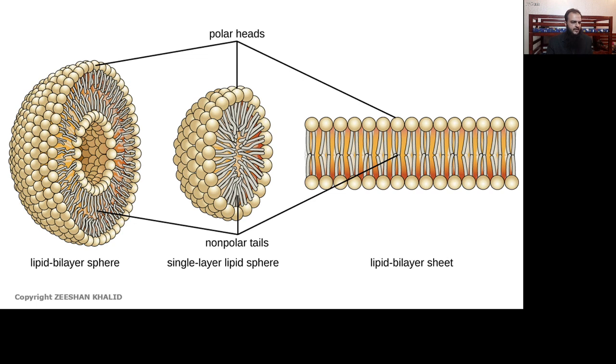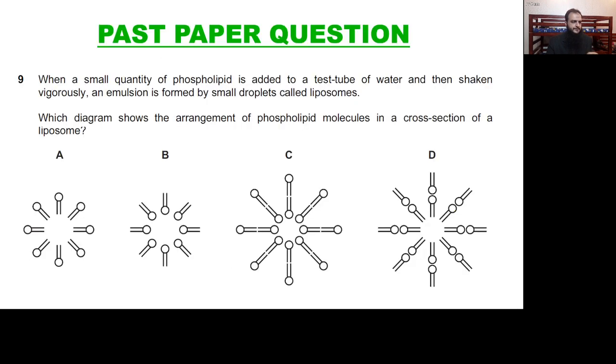All right, another very good diagram I came across. So you can clearly see it's a phospholipid bilayer on the extreme right. And then in the middle, you have a single layered lipid sphere. And on the left-hand side, you have the lipid bilayer sphere, okay? So you may have water in the middle, okay? And then not in the hydrophobic core, and then on the outside.